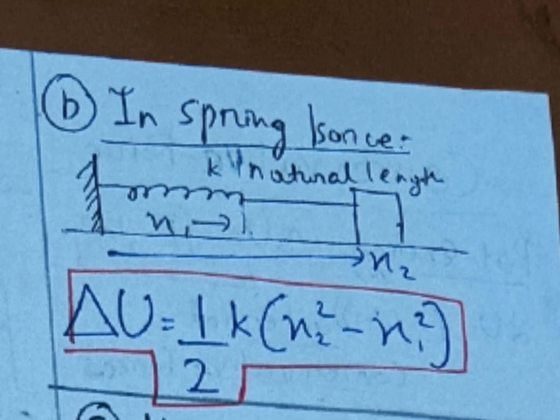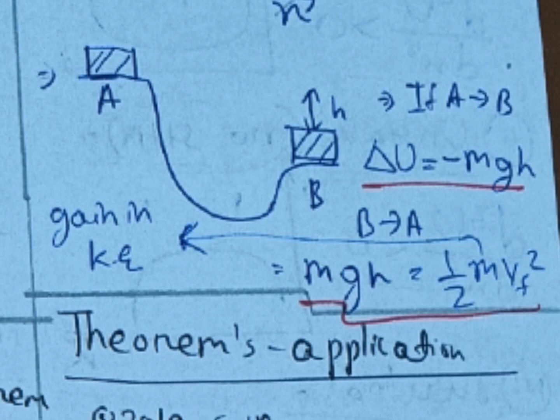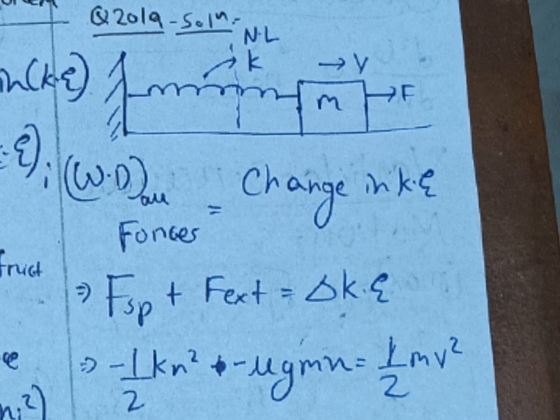In spring forces, delta U is equal to half k (x2 square minus x1 square) minus delta l whole square. If a to b, delta U is equal to minus mgh. If b to a, mgh is equal to half m v square. Loss in potential energy is equal to gain in kinetic energy. Application of the work energy theorem in a spring pulley block system.